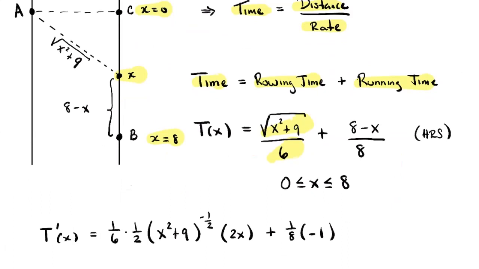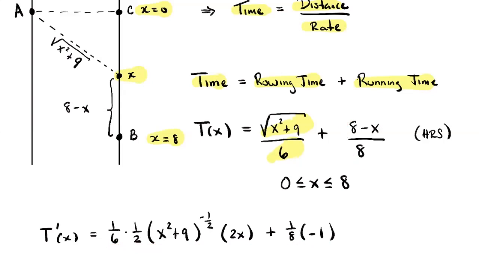So I've got a constant factor of a sixth. I put that out front. Here I'm differentiating my square root function. It's 1/2 the thing to the minus 1/2. This 2x is by the chain rule. It's the derivative of x squared plus 9. Okay, second term has a constant factor of 1/8. Derivative of 8 minus x is -1.